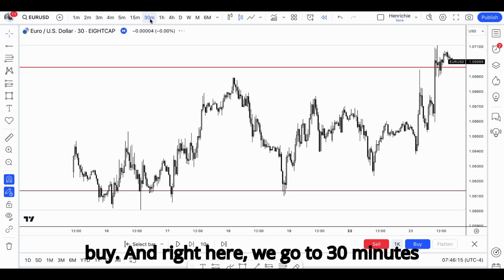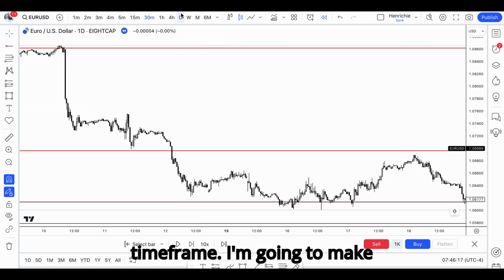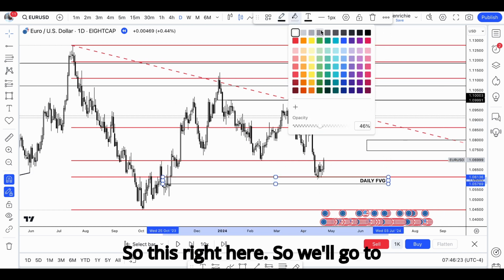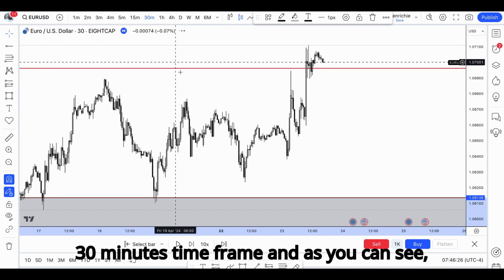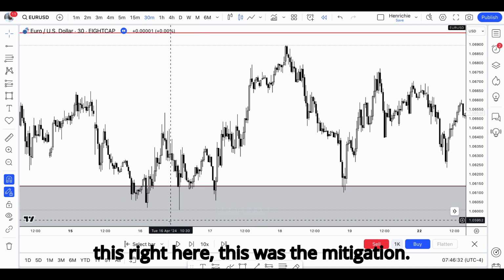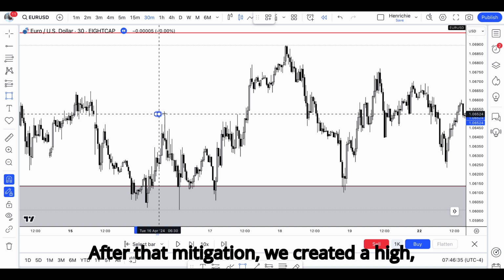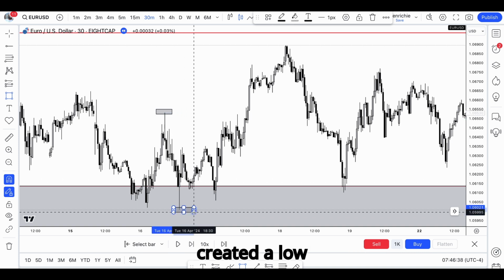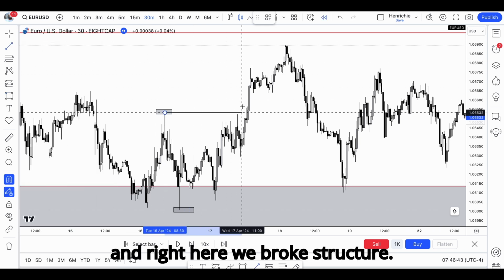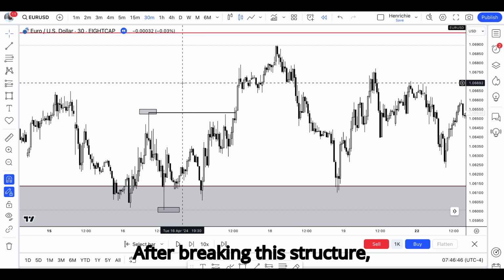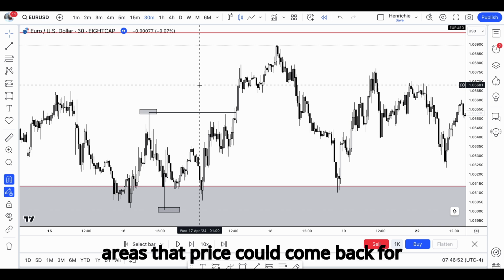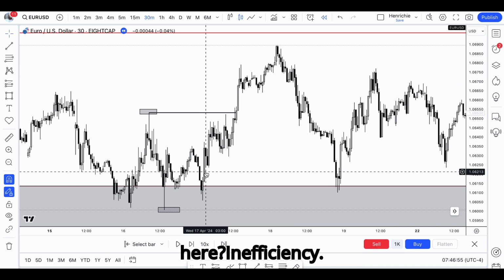And right here, we'll go to the 30 minutes time frame. I'm going to make that inefficiency a different color so it's much easier for us to spot it. So this right here. As you can see, this was the mitigation. After that mitigation, we created a high, created a low, and right here we broke structure. After breaking this structure, what do we look at? We're looking for areas that price could come back to for mitigation. And what do you see right here?